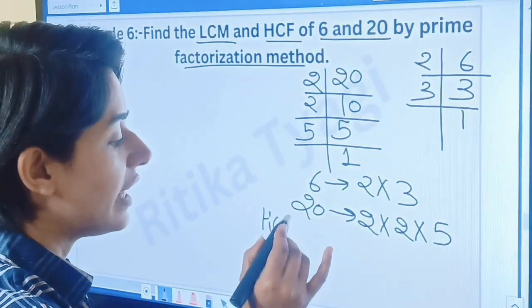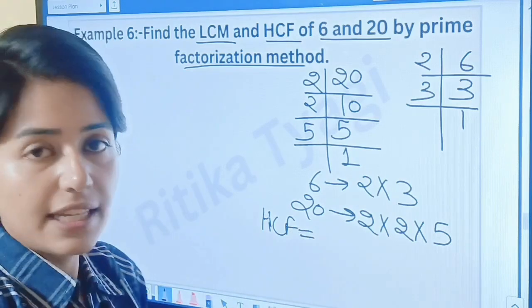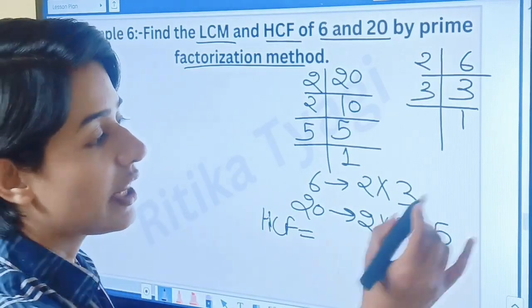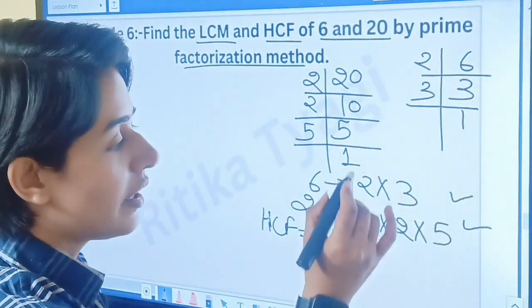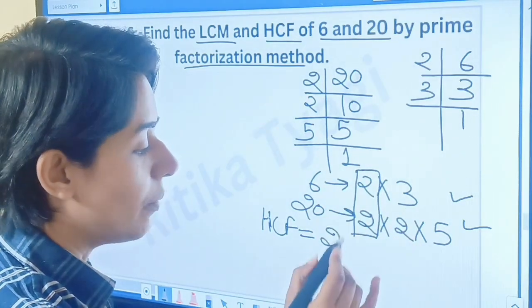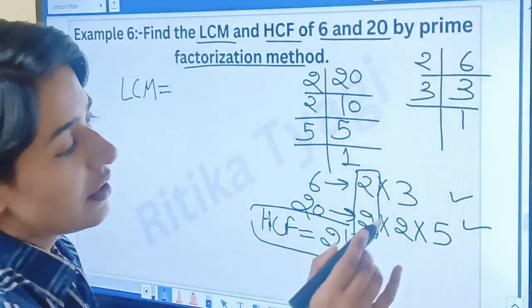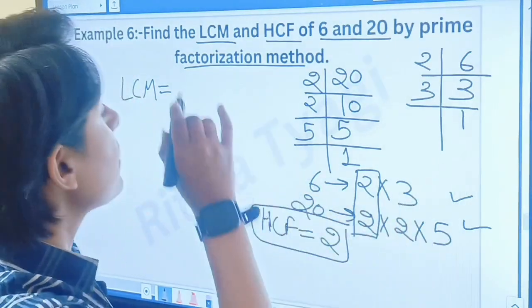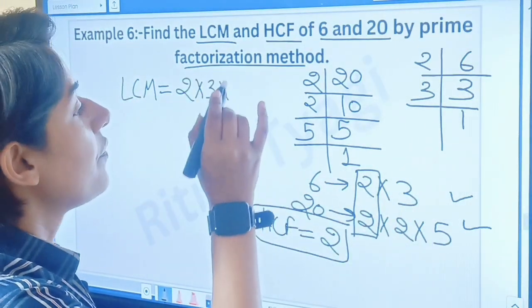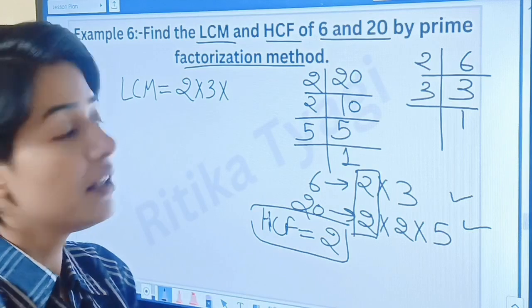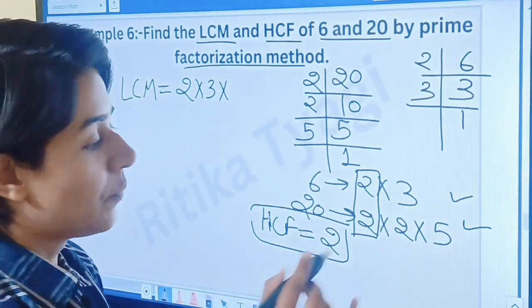Now we have to find the HCF. So HCF is the number which is common in the factors of given numbers. Here 2 is the only number which is common. So HCF is 2. Now we have to find the LCM. Let us take factors for 6, that is 2 multiply 3. Now we have to multiply the number which is not included in this.